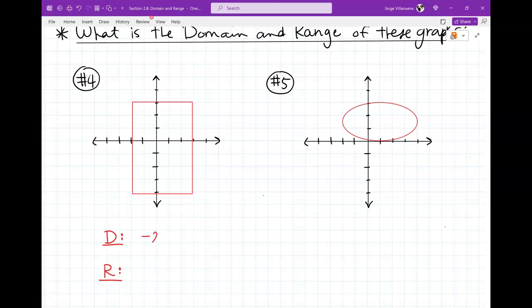-2. Does it include it? Yeah. How far to the right? Positive 3, and that gets included. Whoops, that gets included as well, right? So, all right, we're good.